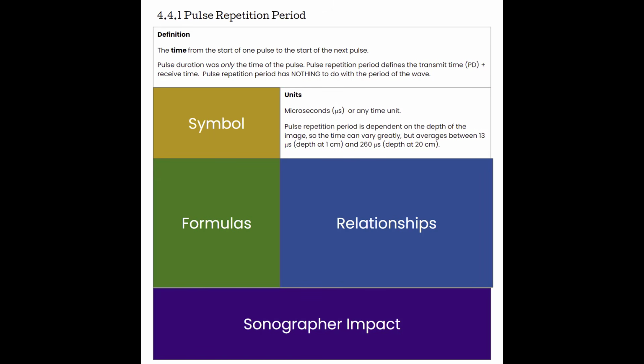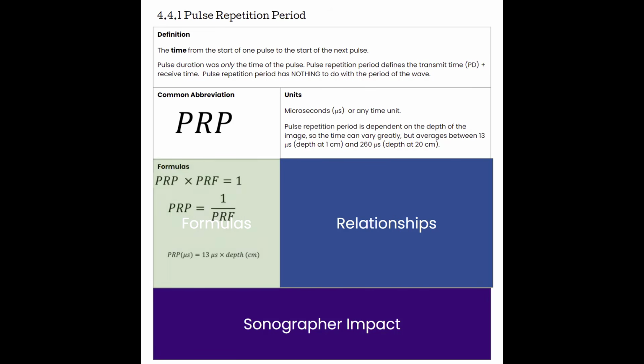Because this is a time parameter, we are going to be measuring this in microseconds or any other unit of time. As far as an average pulse repetition period, it is difficult to say exactly what the average is because we can change the depth for whatever we need. So the time can vary quite a bit based on the depth you have chosen to image at. However, it is usually somewhere between 13 microseconds if our maximum depth is set at 1 centimeter to about 260 microseconds if we have our depth set to 20 centimeters. Again, pulse repetition period is not represented by a symbol, but rather a common abbreviation, PRP.